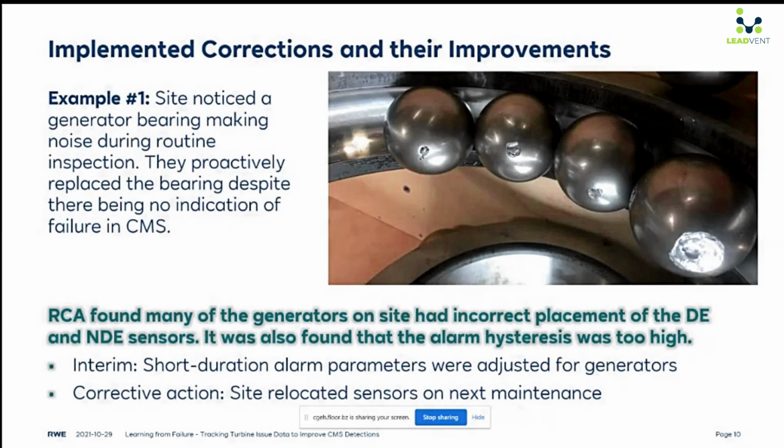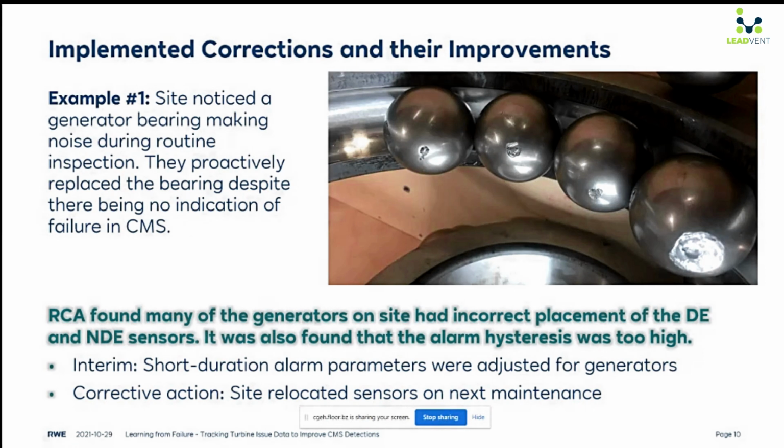Talk now about a few improvements that we've made using this system and having implemented this process. First example we have is that during routine maintenance, site noticed a noise coming from a gen bearing, which they then proactively replaced. A quick inspection of data made it clear that the signals would periodically alarm, but they were weak and would fade in and out.